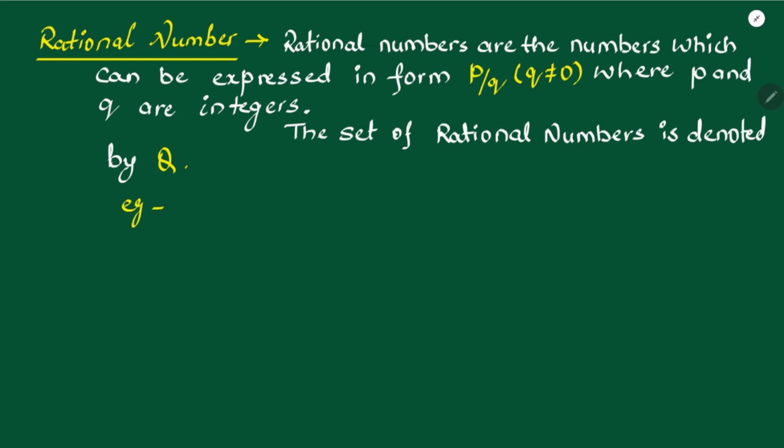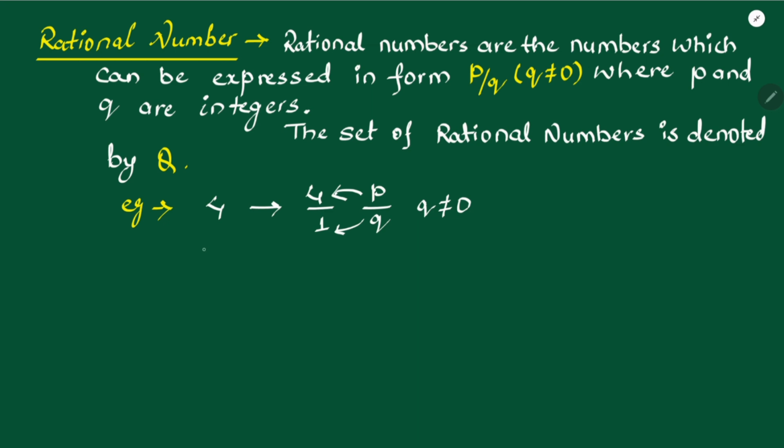For the first example, let's write 4. We will ask the question, can 4 be written in the form of p divided by q? The answer is yes, because I can write 4 as 4 upon 1, and if I compare this with p upon q, p is 4 and q is 1, and q is clearly not equal to 0. So yes, 4 is a rational number.